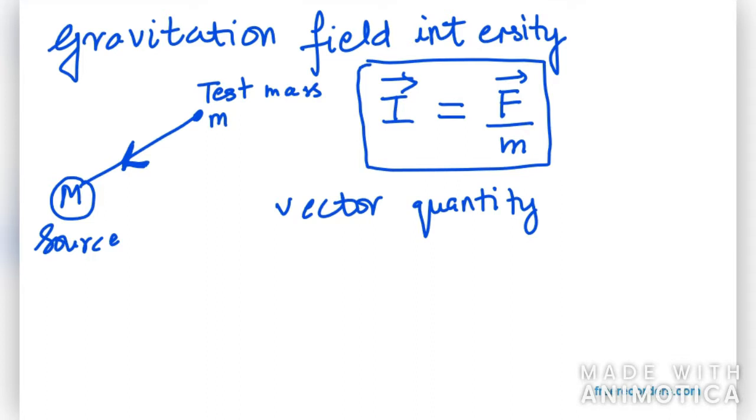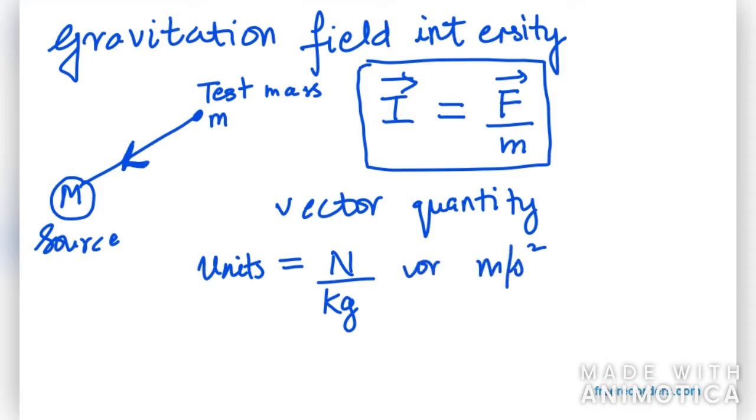Now, what are the units of gravitational field intensity? As you know, force is in Newton and mass is in kg. So one unit is Newton per kg and the second unit is meter per second square. The dimensions you can write as M^1, L^0, T^-2.